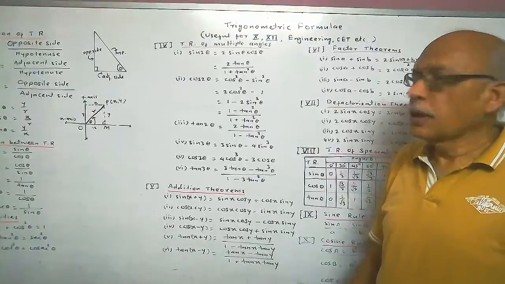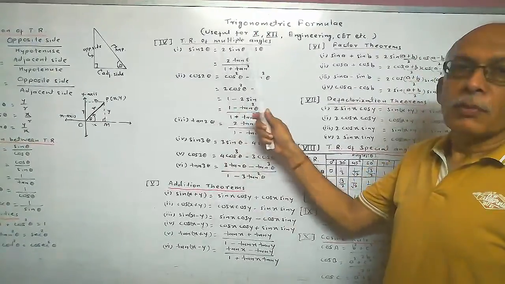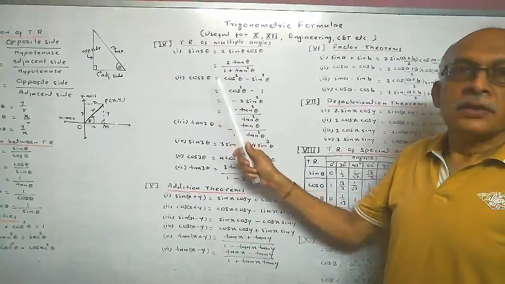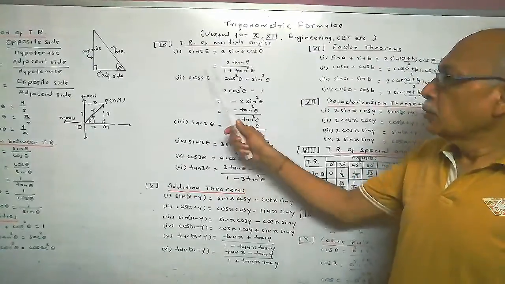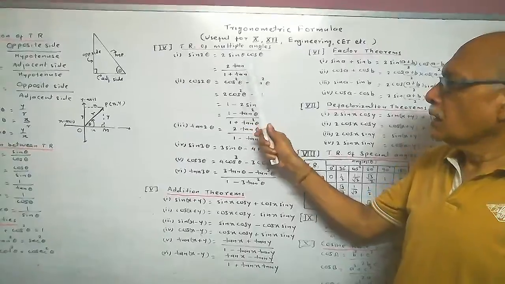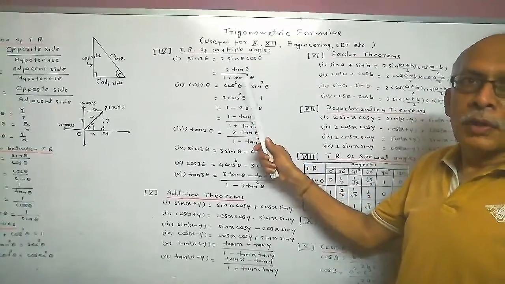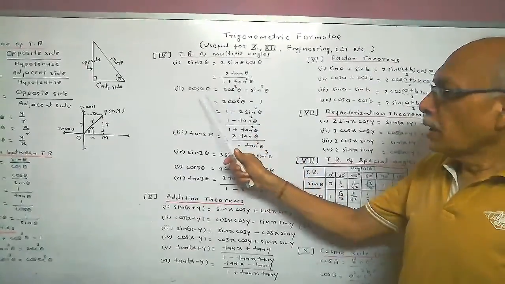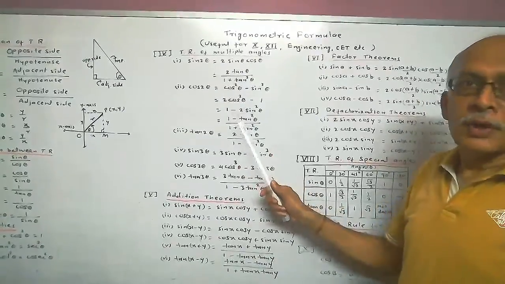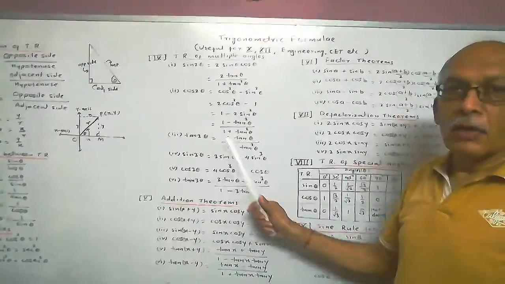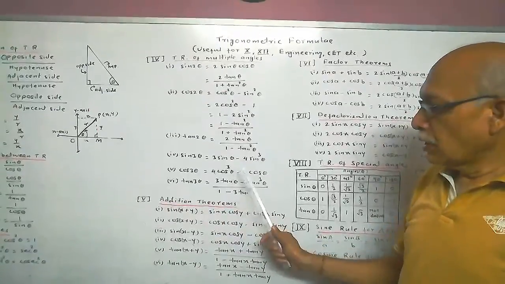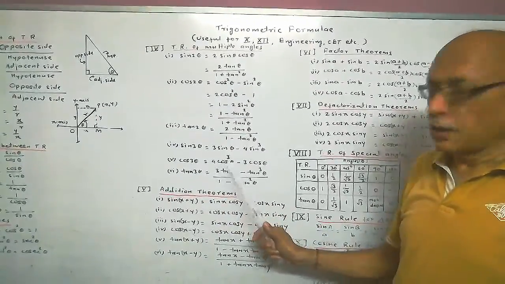Now the next formula is trigonometric ratio of multiple angles. Multiple angles means like 2 theta, 3 theta and so on. So here sin 2 theta is given as 2 sin theta cos theta. There are other formulas also for the sine of 2 theta. Similarly cos of 2 theta, there are 3 or 4 options which you can use. Tan of 2 theta is there. Then sine of 3 theta, which I have written here, you can read and learn.